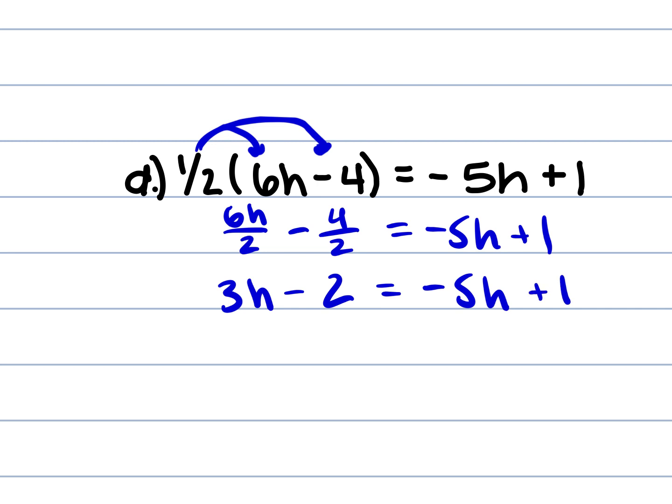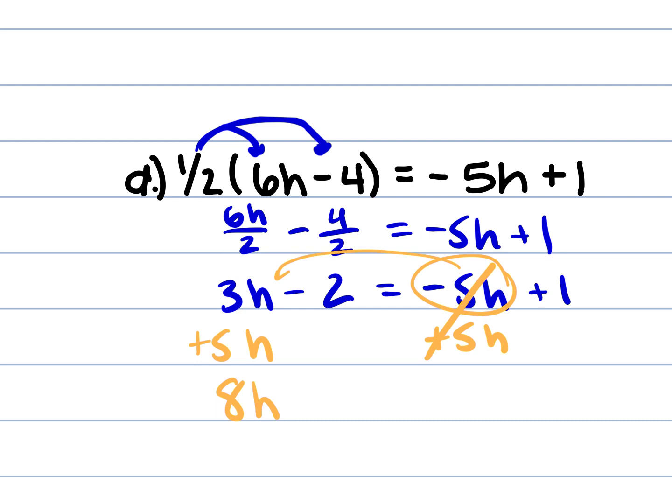So it doesn't matter if we put the h's on the left side or the right, but we just want to make sure our variables are together on one side and the constants are together on the other side. So to move this negative 5h to the other side, I'm going to add 5h. So do whatever is the opposite. So since it's a minus 5h, I'm going to add 5h. So it'll cancel out. So 3h plus 5h would be 8h.